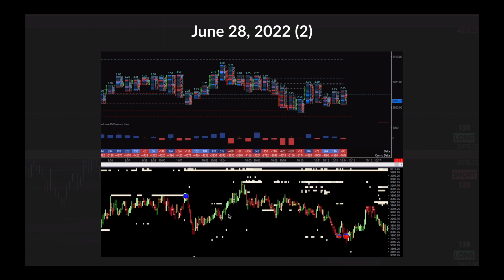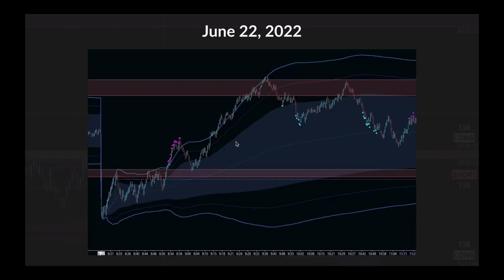So this is a good example of where we had a little bit of an overrun, but the area was still valid, and we got a good confirmation on footprint.